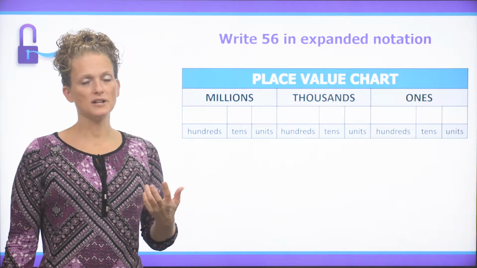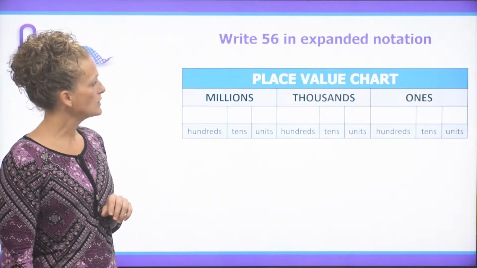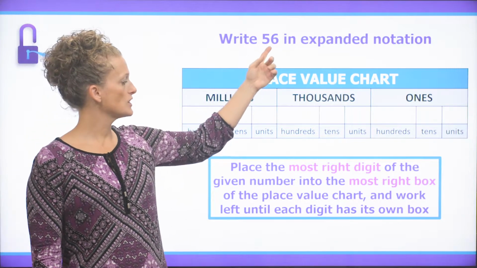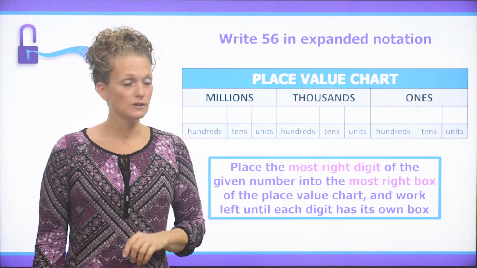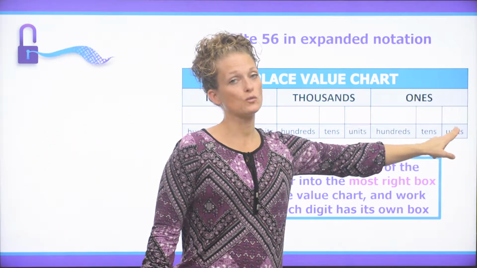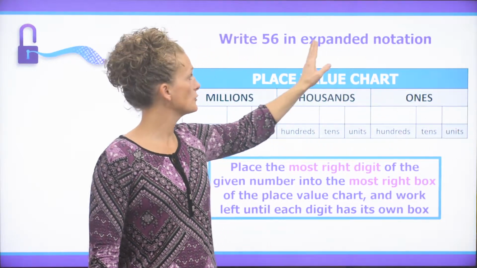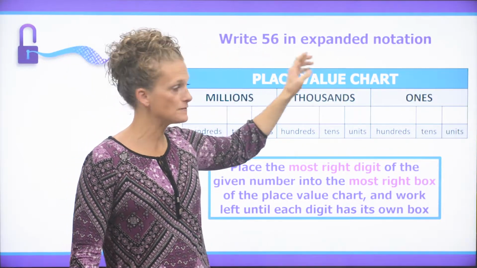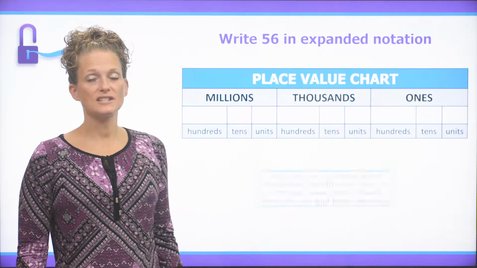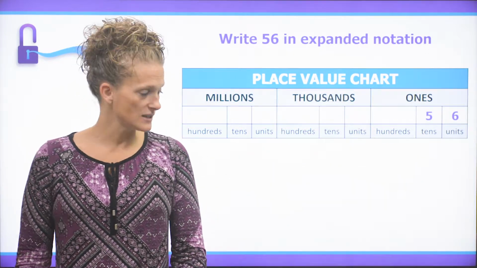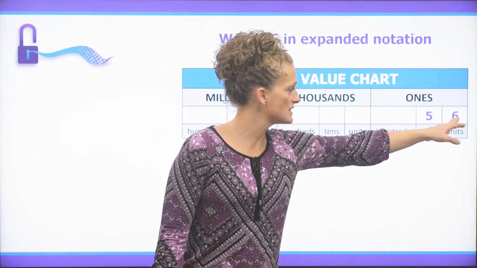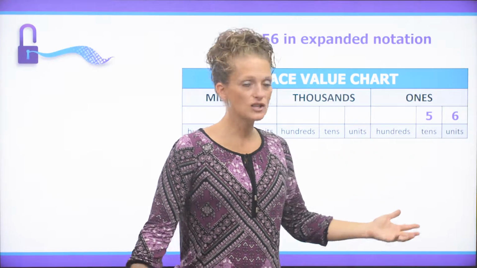Now 56 is a small number, but we're going to get larger. And what we do is we start with the most right digit of the number, and we place it in the most right box and go from right to left until all of our digits have their own box. So here we've done that. We placed the 6 and then the 5, and that's all we have.